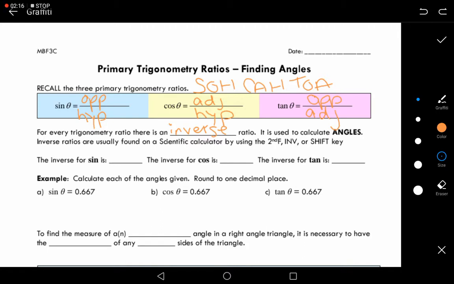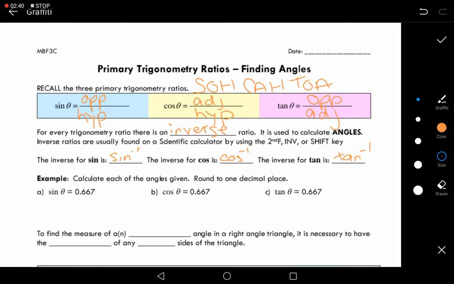So the inverse for sine is going to be sine -1 on your calculator. Inverse for cos is going to be cos -1, and lastly, the inverse of tan is going to be tan to the -1 there. Okay, so let's do a couple of examples of this.